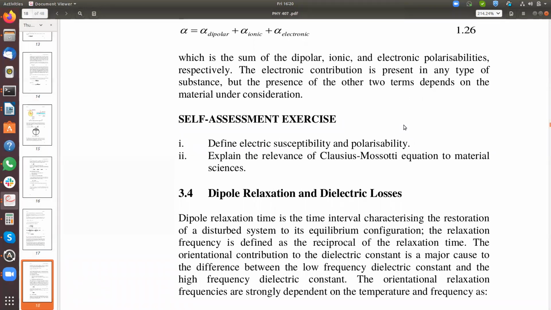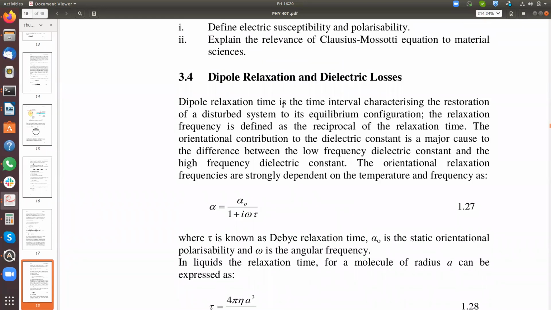If there's no question, let's move to the last topic now, which is dipole relaxation and dielectric losses. Now, dipole relaxation time is the time interval characterizing the restoration of a disturbed system to its equilibrium configuration. The relaxation frequency is defined as the reciprocal of the relaxation time. The orientational contribution to the dielectric constant is a major cause of the difference between the low frequency dielectric constant and the high frequency dielectric constant. The orientational relaxation frequency is strongly dependent on temperature and frequency. So we have this equation now.